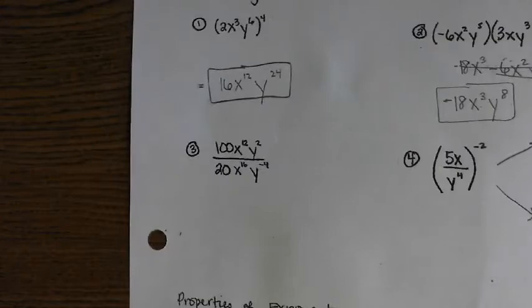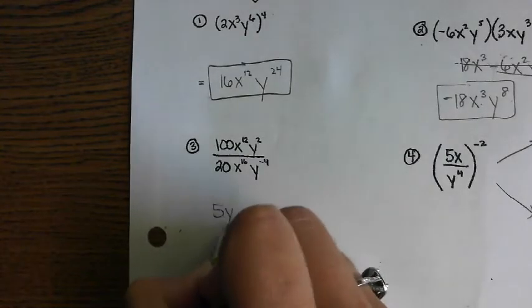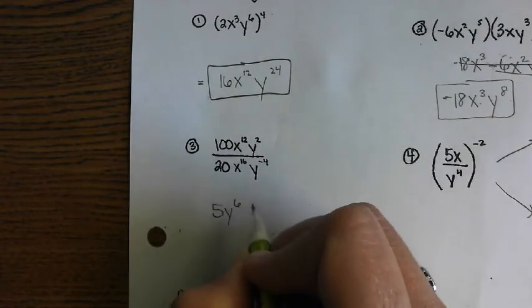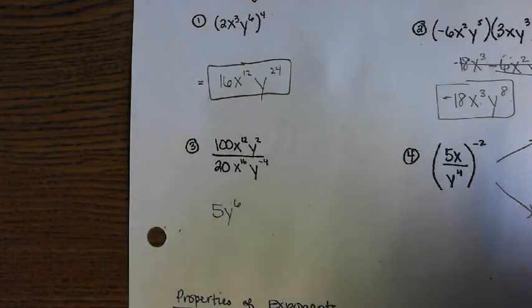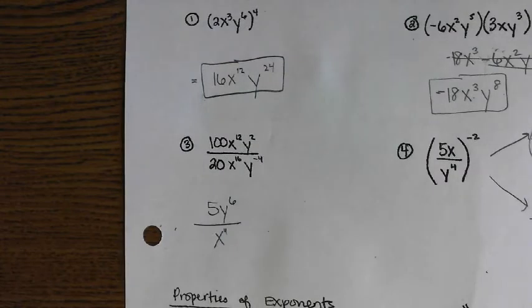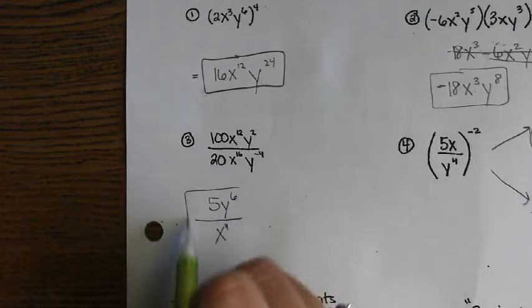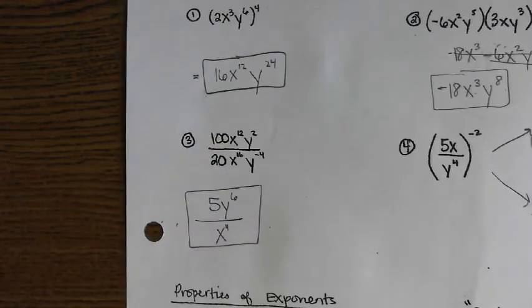And number 3, Trista. And x what? 5y to the 6 over x to the 4th. Anybody get anything different? Raise your hand if you agree with Trista. Math by majority. Good. Okay?